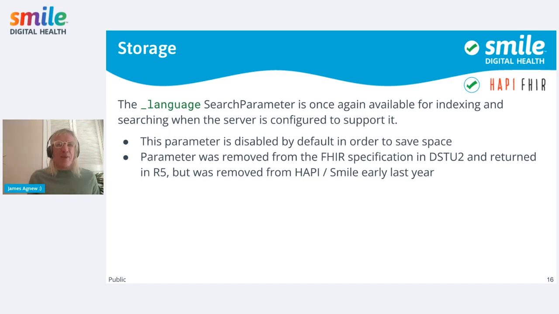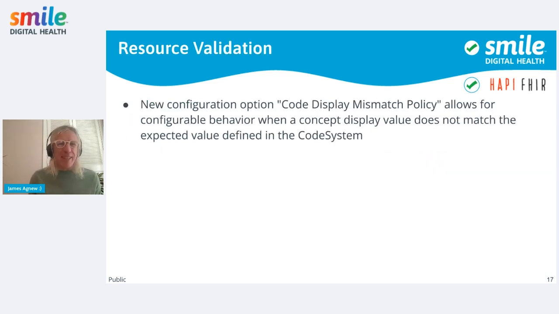So what we've done is we've now brought it back, but through configuration. So both HAPI and Smile, assuming you turn it on, will now support underscore language once again. But you do have to enable it. We leave it as disabled by default, based on a fair bit of feedback we've received that tells us that most people don't want this, but the people that do want it want it quite badly. So there we go. Up to you entirely.